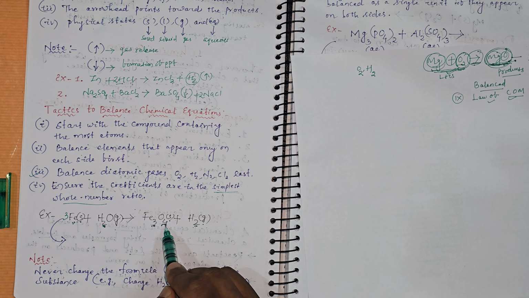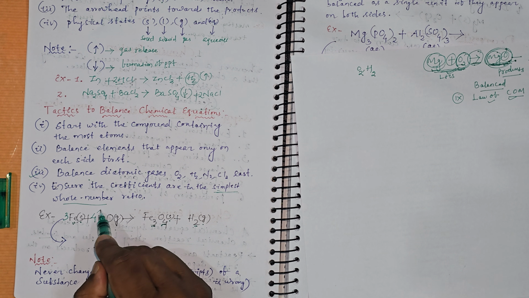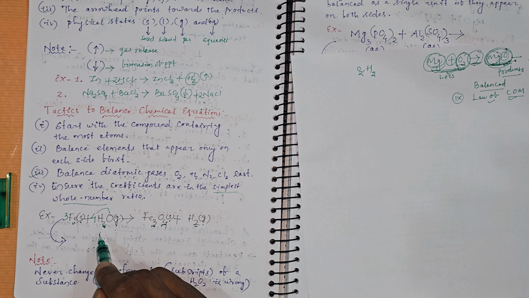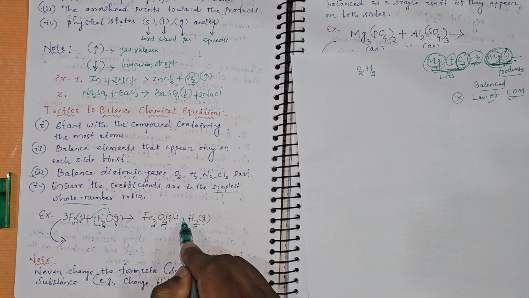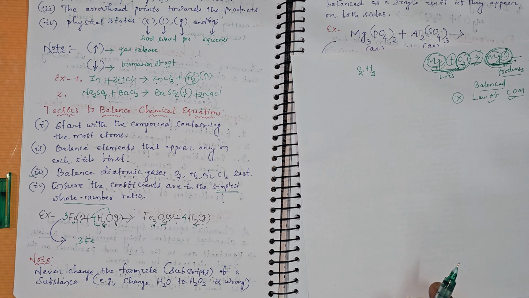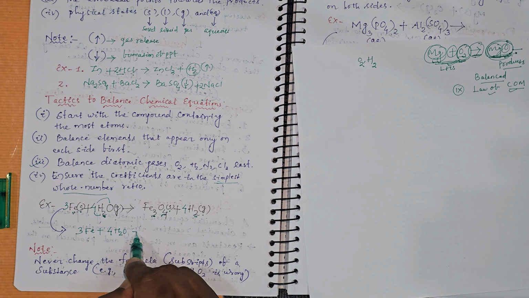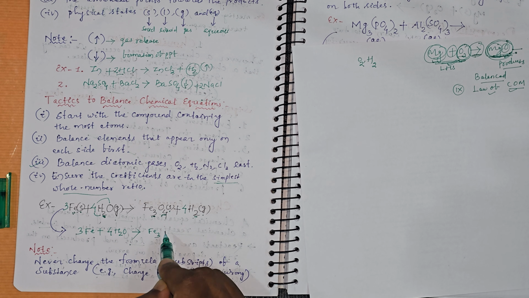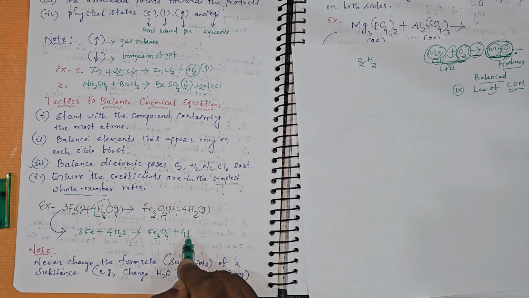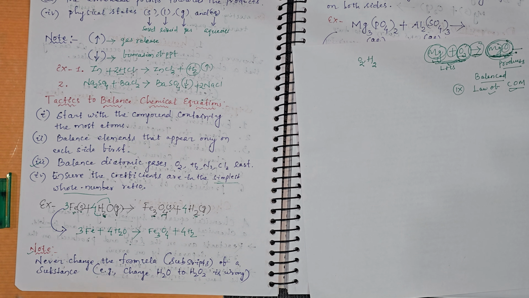But how many oxygen on the product side? 4. This side only 1. So can I multiply by 4? It becomes 4 oxygen. Now ultimately, while I was balancing oxygen, hydrogen becomes 4 to 8. So again I have to balance this hydrogen. So the new equation will become 3Fe plus 4H2O gives rise to Fe3O4 plus 4H2.